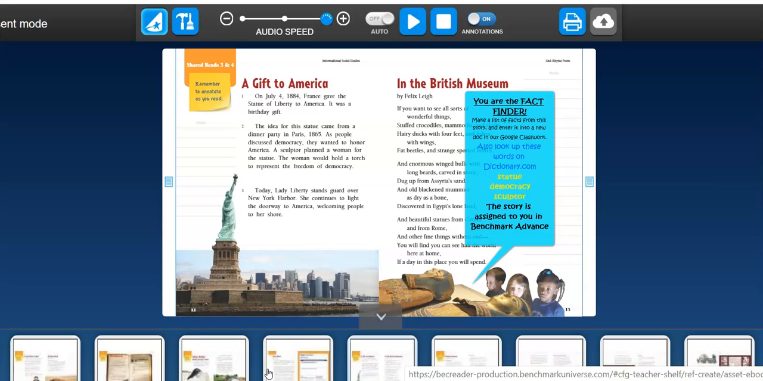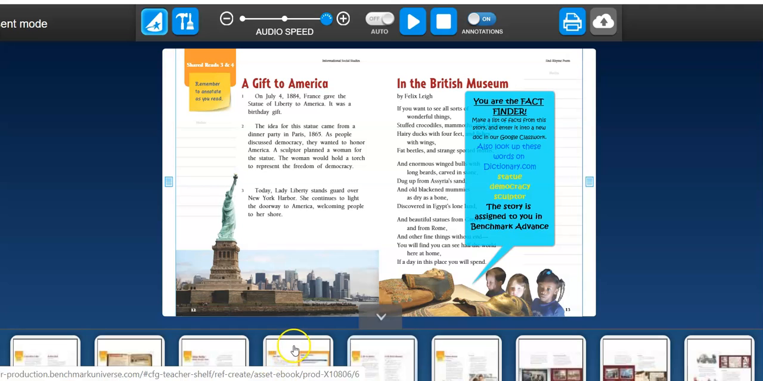A Gift to America. On July 4th, 1884, France gave the Statue of Liberty to America. It was a birthday gift. The idea for this statue came from a dinner party in Paris, 1865. As people discussed democracy, they wanted to honor America. A sculptor planned a woman for the statue. The woman would hold a torch to represent the freedom of democracy. Today, Lady Liberty stands guard over New York Harbor. She continues to light the doorway to America, welcoming people to her shore.